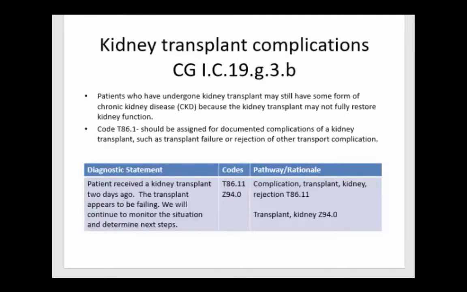Now let's talk about kidney transplants. Patients who have undergone a kidney transplant can still have some form of chronic kidney disease because the kidney transplant doesn't always fully restore kidney function. You're not going to use the T86 complication code if the patient still has chronic kidney disease unrelated to the transplant. The T86 code is only for complications of a transplant, like for rejection or failure.